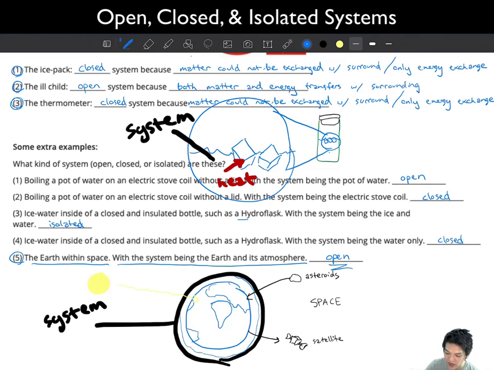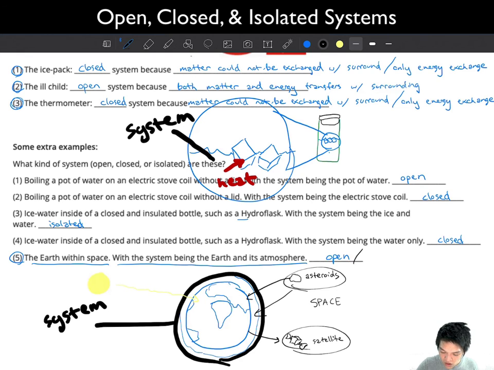However, if you argued that, okay, Mr. Ta, the asteroids and the satellites, in comparison to the Earth, it's so small, right? It's like 0.000000001% of the mass of the Earth. It's barely anything. It's negligible. Yeah, if you can make that argument, you can say that since there is so little matter being exchanged with space, exchanged with the surrounding, you can make the argument that this is a closed system.